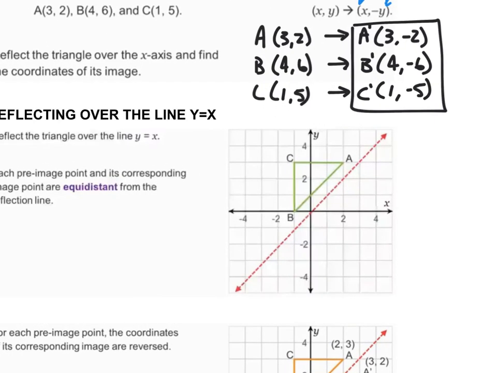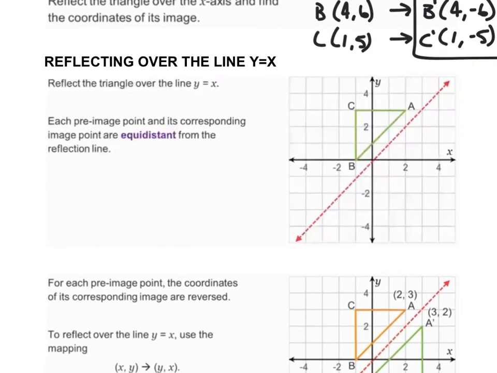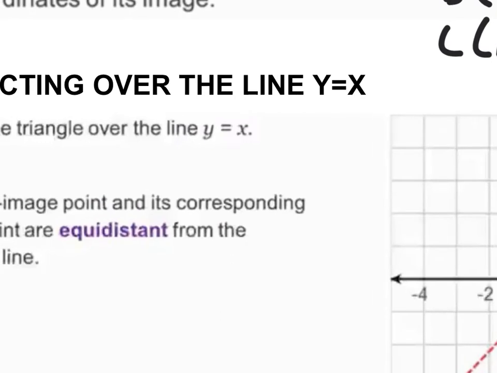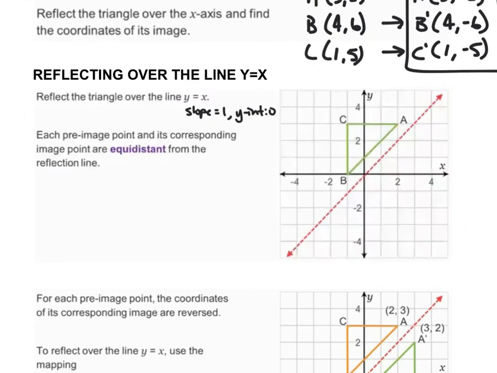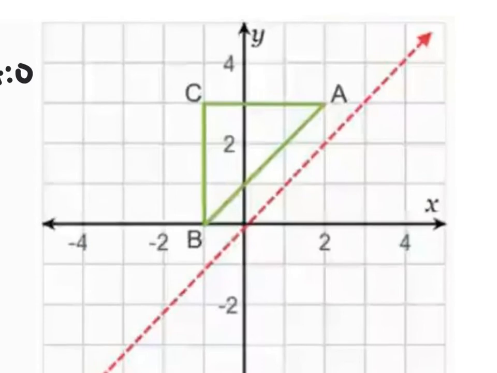Okay, the last one is reflecting over the line y equals x, okay? So reflect the triangle over the line y equals x. This line y equals x here, remember this is a slope of 1. So slope is equal to 1, and your y-intercept is 0, okay? That's how we get that line y equals x, okay? And so what I want to do is each pre-image point and its corresponding image are equidistant from the reflection line. So let's physically do this and figure out what these points are.